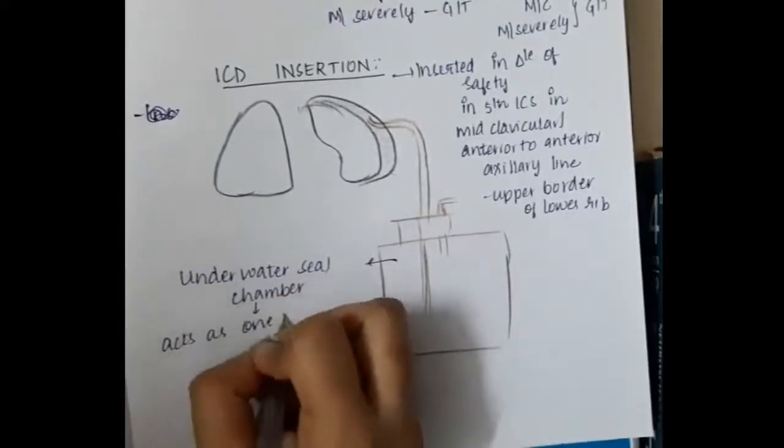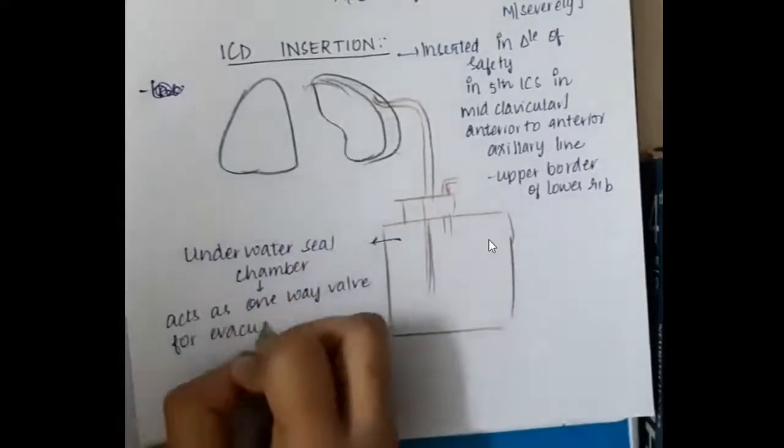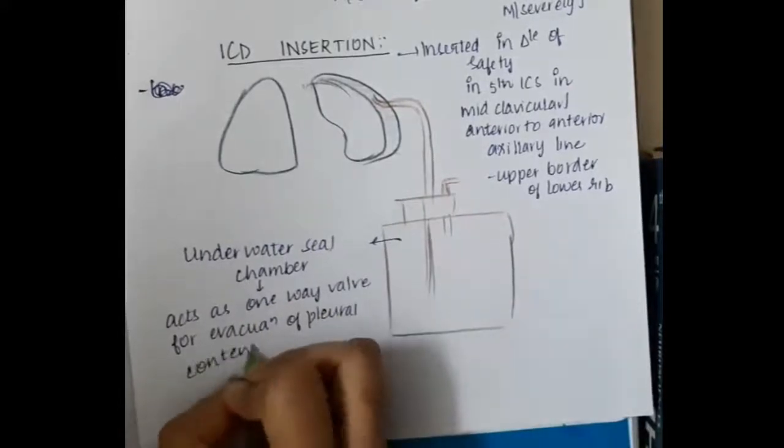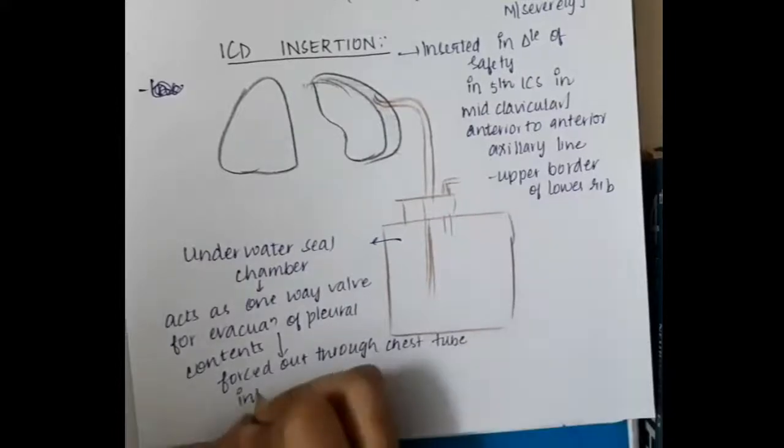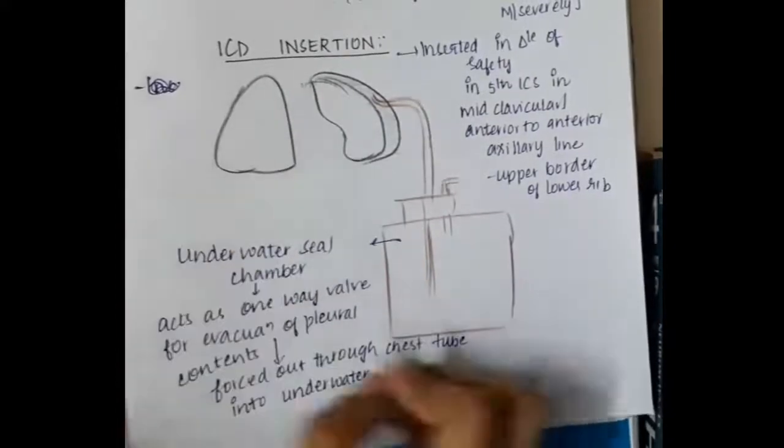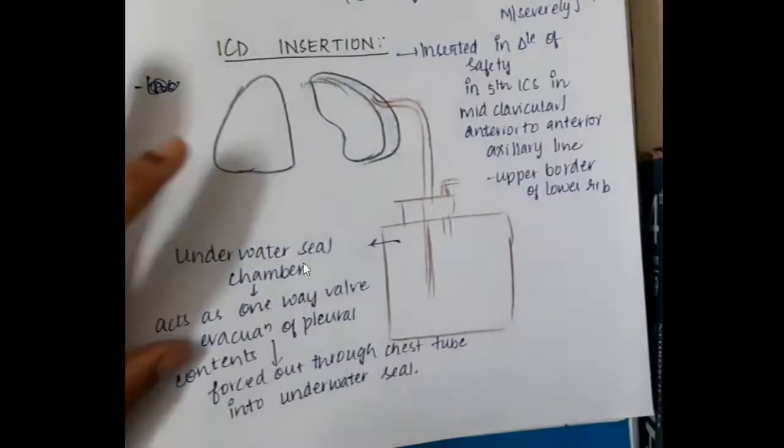So this is the underwater seal. This underwater seal will act only as a one-way valve. It will allow the contents to enter in, but it will not allow the contents to go back into the pleural cavities again. The air from the pleural cavity will drain into this container, but the air from this container will not go back.